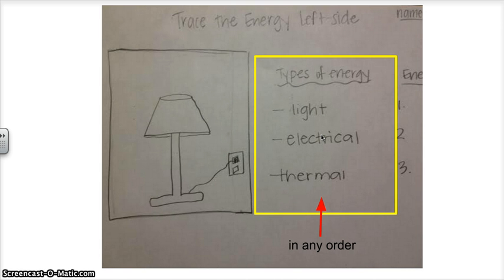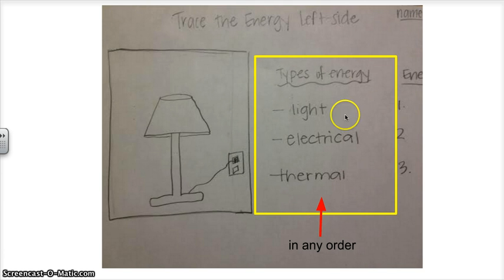Next, you need to list the types of energy that your object uses. So I have my awesome lamp picture. Now I'm going to think about, okay, a lamp, what type of energy does a lamp use? Okay, it gives off light, it's plugged in, so it's electrical, and after a while, the light bulb could get hot, so it could give off heat, so that's thermal. So that's kind of how I thought about those types of energies.